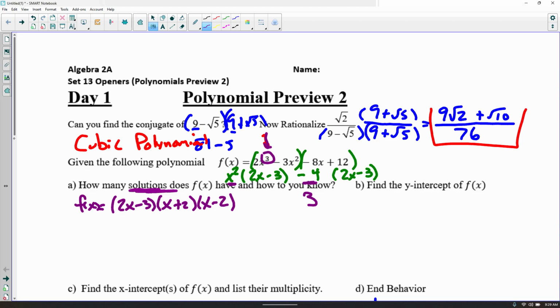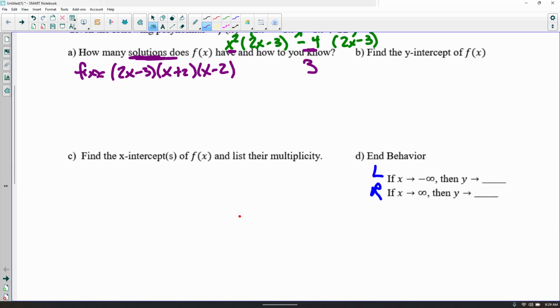Now down here it says list the intercepts and their multiplicity. Anybody know what multiplicity means? Kate, what do you think multiplicity means? Take a guess. Yeah, about multiplying. What is multiplication? Repeated addition. So it's a lot of repeated things. So multiplicity just means we're looking for, does it repeat? Okay? So we're looking for repeats.